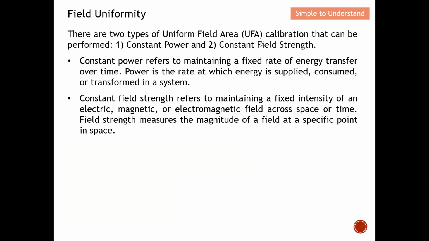Okay, so uniform field area calibration can be performed in two ways. One is called the constant power. In this video we are not going to concentrate on constant power, but on constant field strength. In short, this is a more popular method to do this field uniformity, which is to ensure constant field strength.